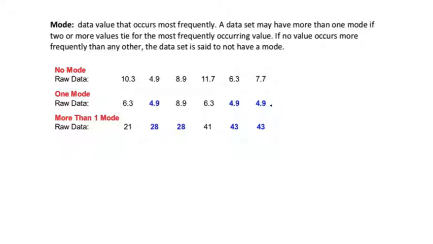In this data set, there's one mode of 4.9 because that occurs 3 times, and we have 6.3 occurring twice and 8.9 occurring once, so 4.9 occurs the most. In this final data set, we have 2 modes, 28 and 43, tie for the most number of occurrences because they both occur twice. And those are measures of center for data sets.